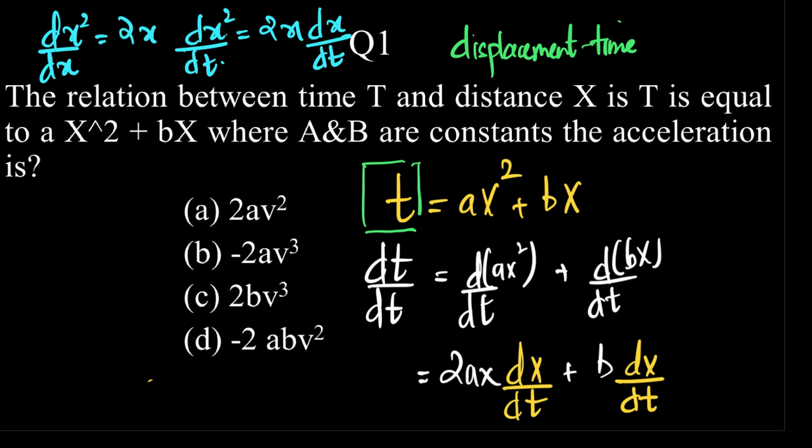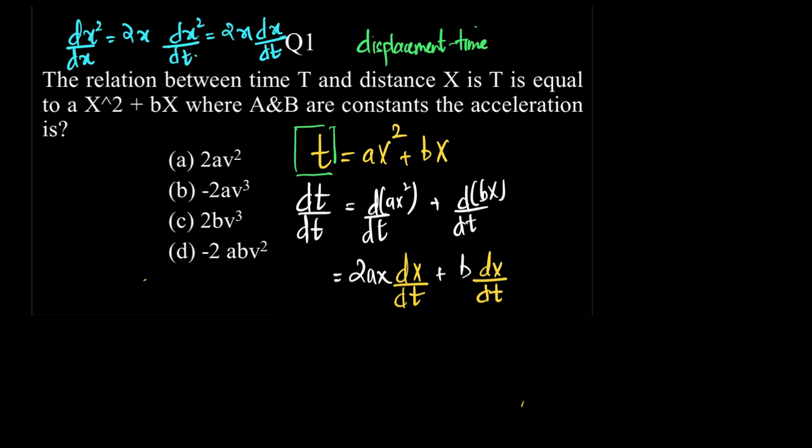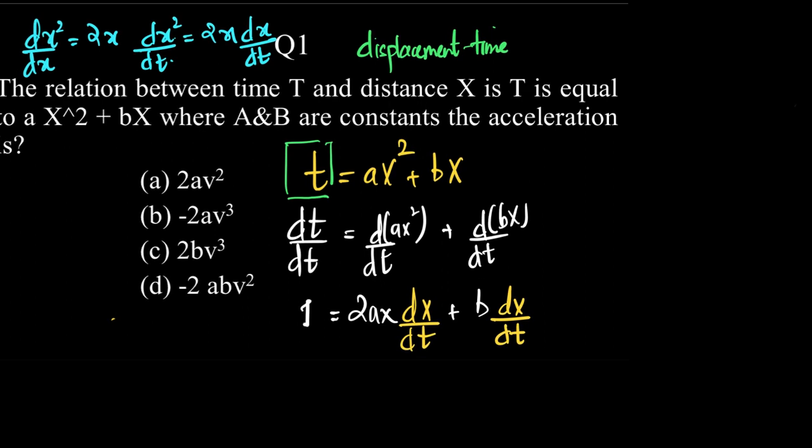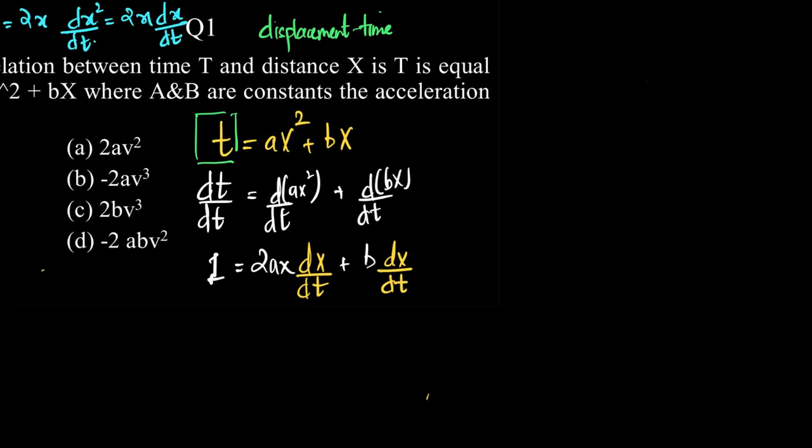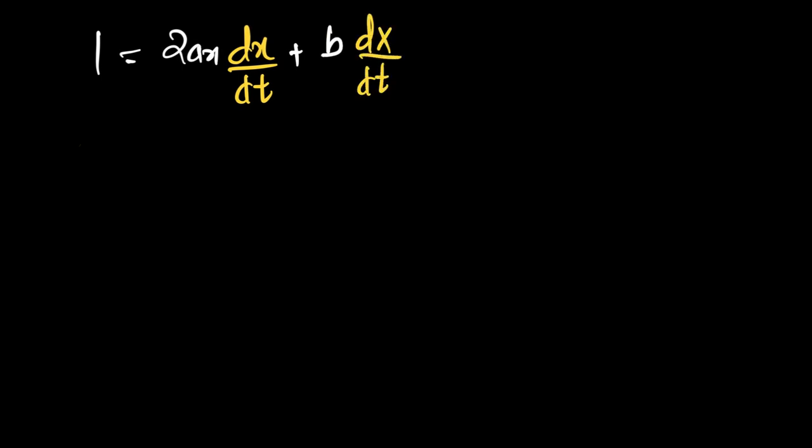Okay. Now, in this case, dt/dt = 1 is equal to 2ax, right? So let us continue the question from this step. So we have 1 = 2ax into dx/dt plus b into dx/dt. Now, what will happen if I take dx/dt common? What is left in the bracket is 2ax + b, times dx/dt.